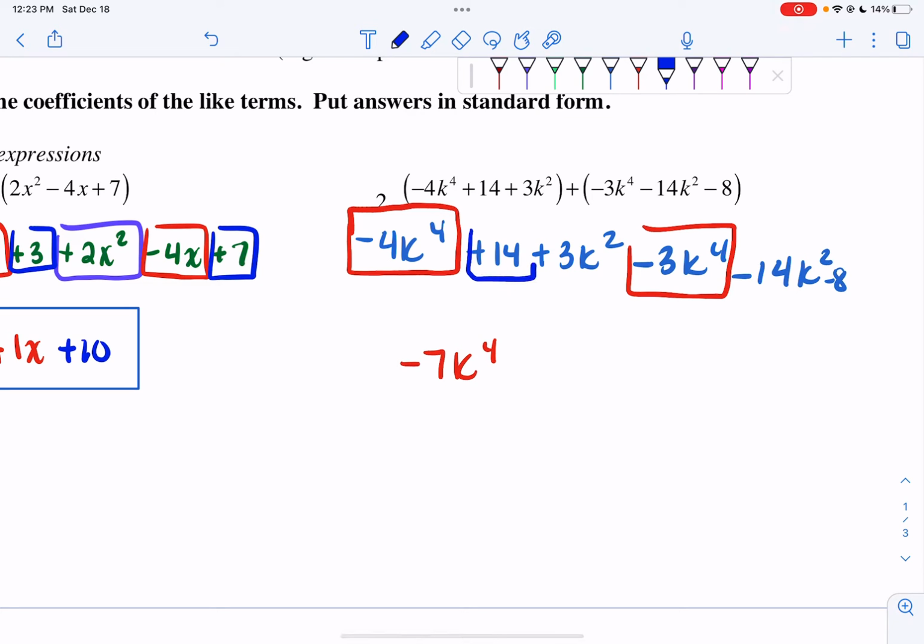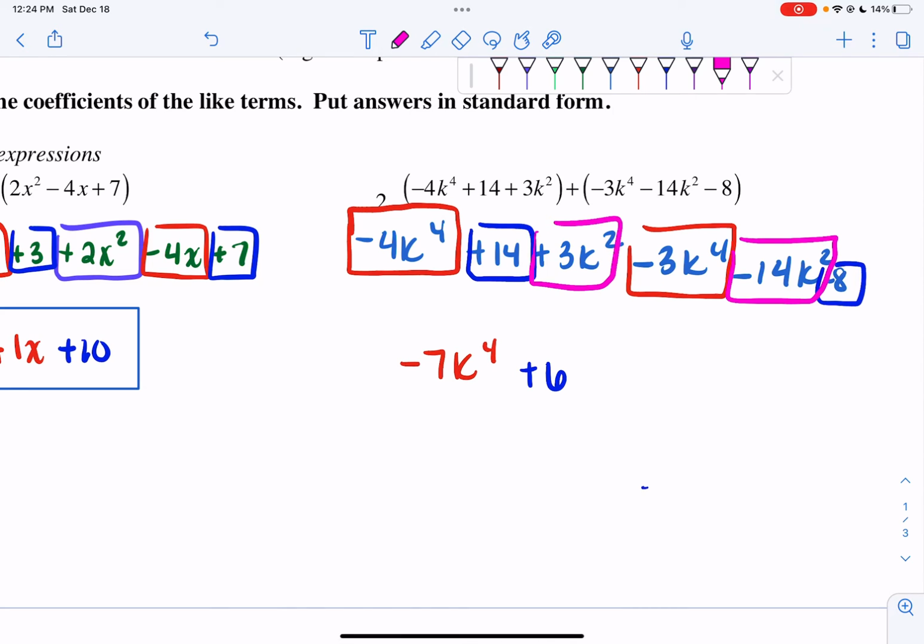Now I ask myself what a like term with my 14 is. Well, a like term with my 14 is minus 8. 14 minus 8, if I remember correctly, is 6. So I have plus 6. And now I have 3k squared minus 14k squared. Well, 3 minus 14, negative 11. So I have negative 7k to the fourth plus 6 minus 11k squared.